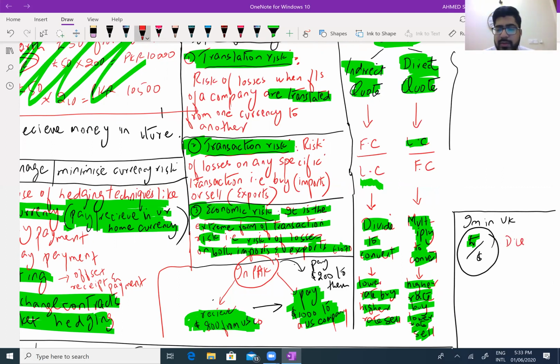Okay, once you have a direct quote, in direct quote, you need to multiply to convert. And let's suppose there are 2 rates written, 0.97, 0.98. The lower rate is the sell rate and the higher rate is the buy rate. That's the rule of direct quote. Once you see local currency in the numerator, direct quote, multiply to convert, and when 2 rates are written, the lower rate is the selling, higher rate is the buying.